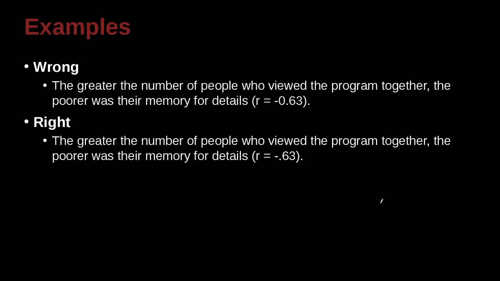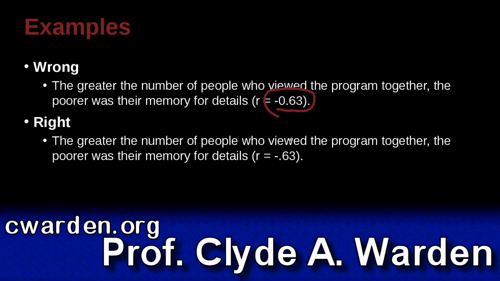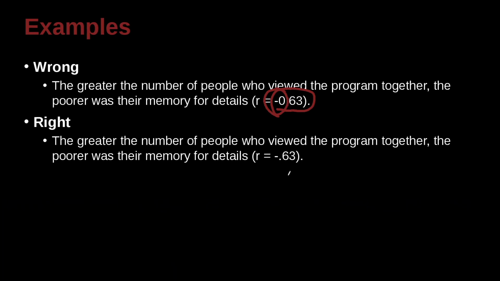The greater the number of people who viewed the program together, the poorer was their memory for details. r equals 0.63. The question here is, do we keep this 0 here? And the answer is no. No 0. Why? Because this cannot be bigger than 1. Its range is 0 to 1. And if it's 0 to 1, you do not include the 0 before the decimal point.